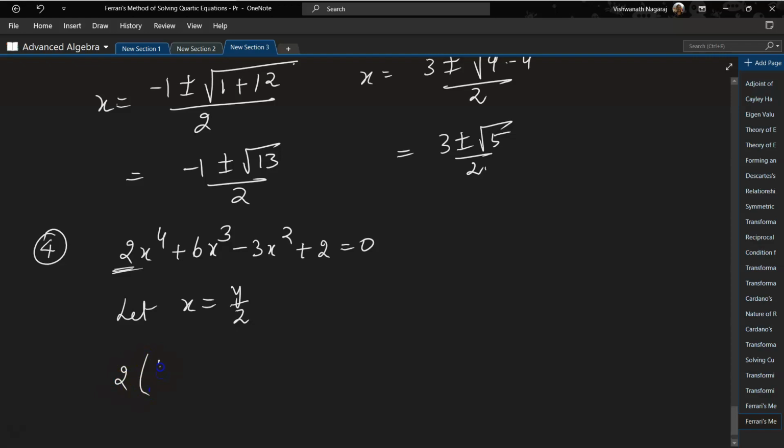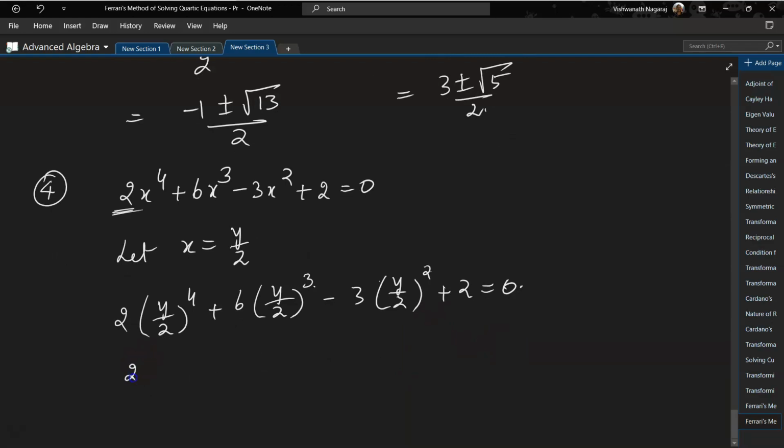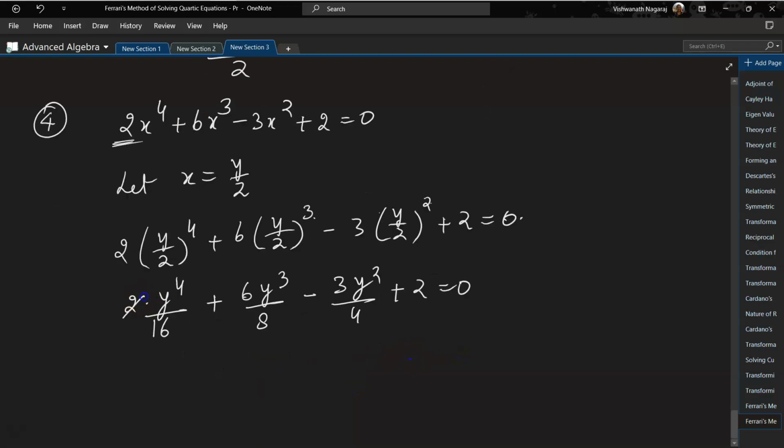So let's say 2 times y by 2 to the 4 plus 6 times y by 2 cube minus 3 times y by 2 square plus 2 equal to 0. Now 2 times y4 by 16 plus 6y cube by 8 minus 3y square by 4 plus 2 equal to 0. So this becomes 2 8's, so y4 by 8, this becomes 2 3's, 2 4's. So plus 3 by 4 y cube minus 3 by 4 y square plus 2 equal to 0.